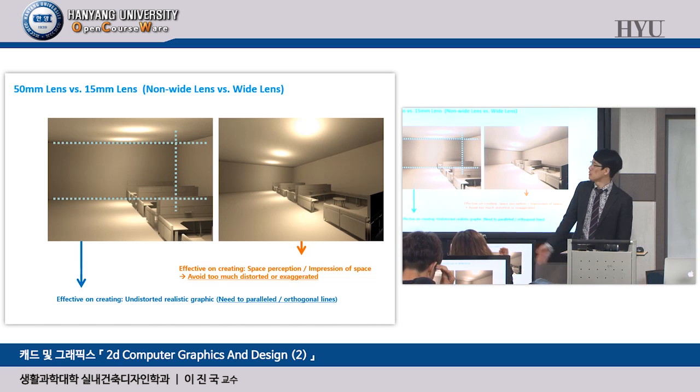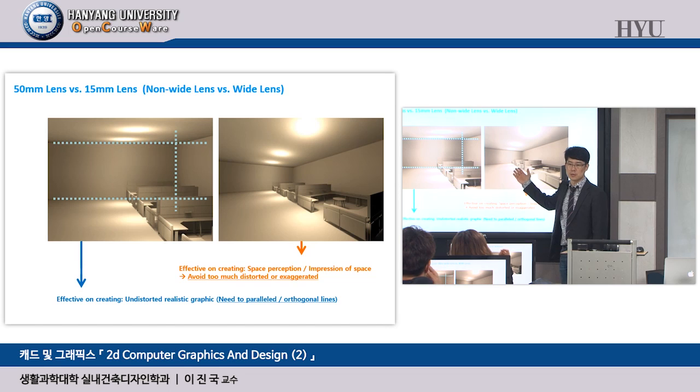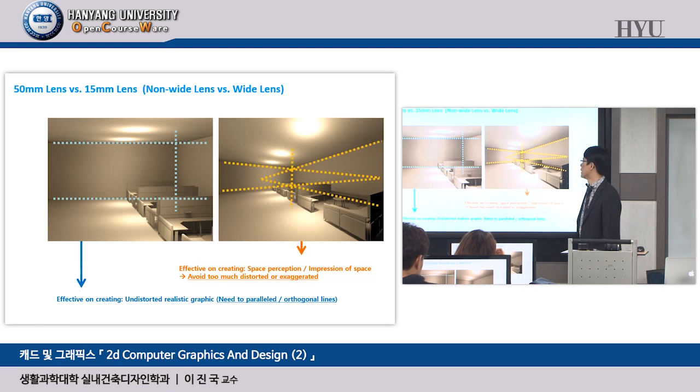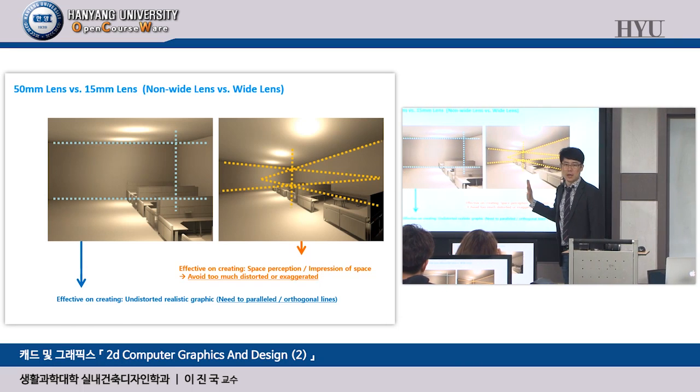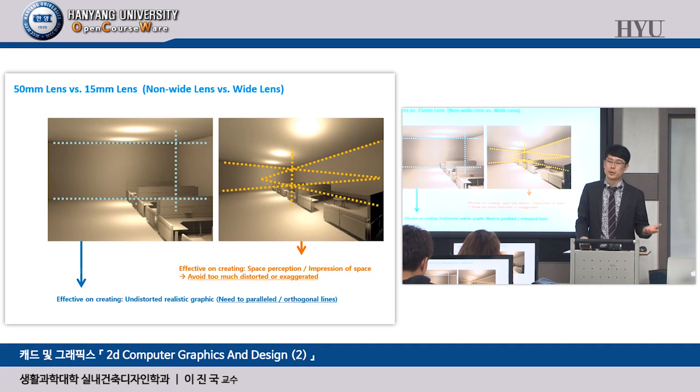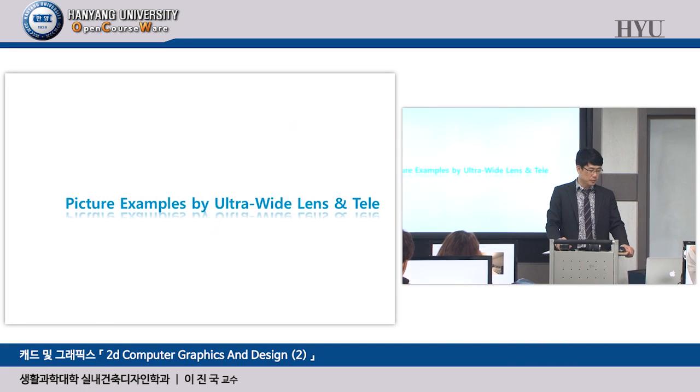But anyway, we can feel the depth of space. We can perceive the spatial depth. That's the reason why we need to take this kind of picture or this kind of render scene using a wide lens. Even in this angle, even if it's two vanishing points, 2-point perspective, vertical lines are always perpendicular, orthogonal, 90 degrees. That's an important point I mentioned before.